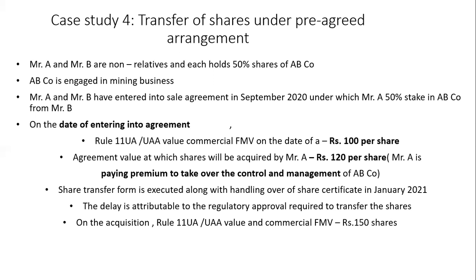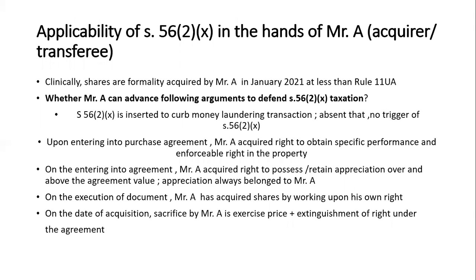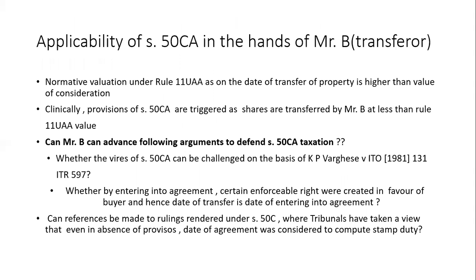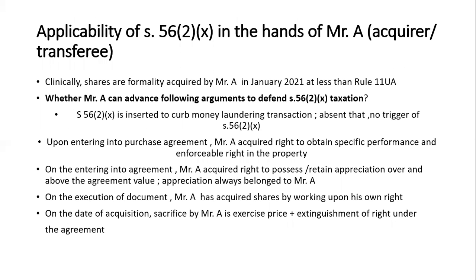The price they have decided is 120, but the transfer is under section 56. Let us go to 56. Section 56 says that when an asset is transferred, the stamp value will be considered, but if an agreement was made before that, the date of the agreement would be considered. Here, section 50CA is silent. Let us go further. So Mr. A: the agreement value is 120, the value in January is 150, and the document is made at 110.